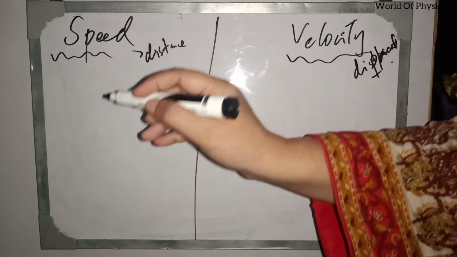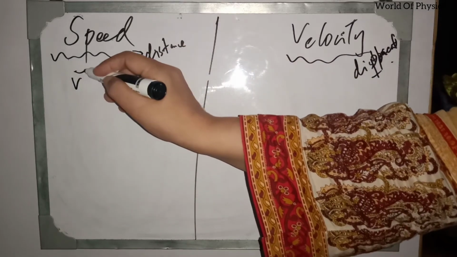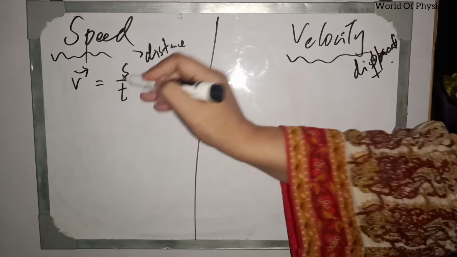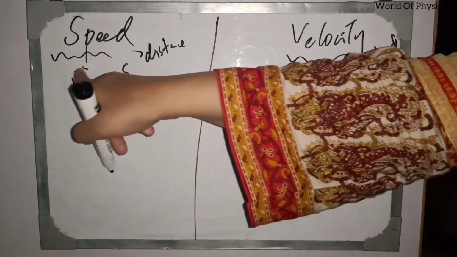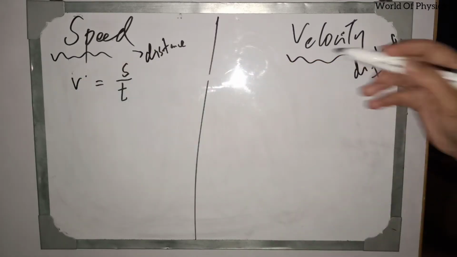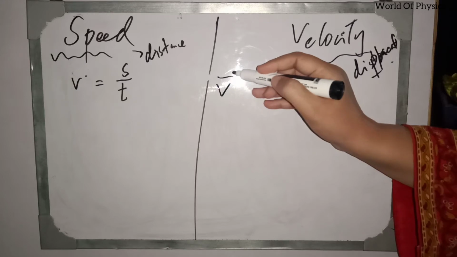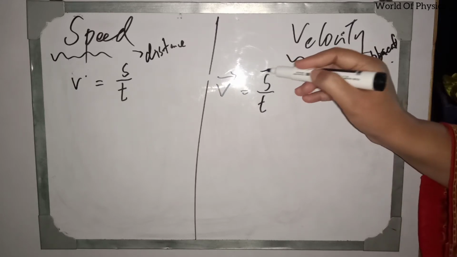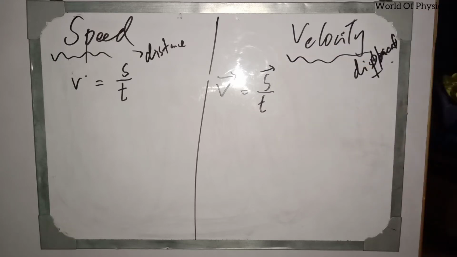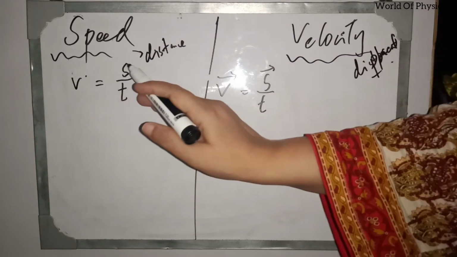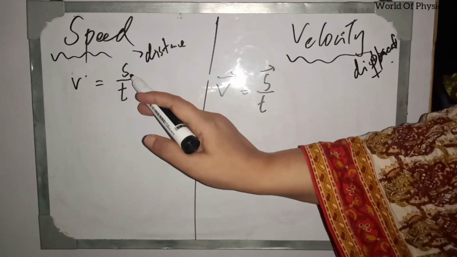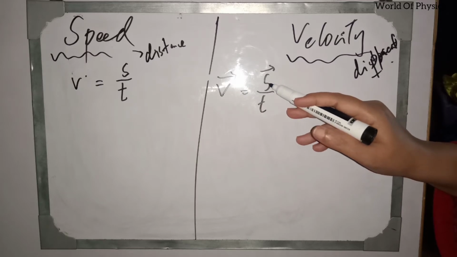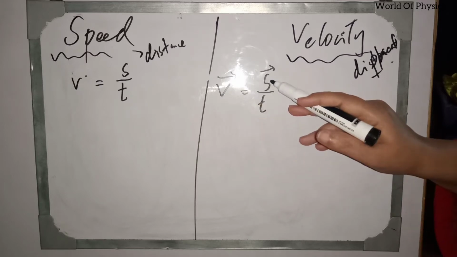Speed can be defined as rate of change of distance, that is s divided by t, and speed is denoted by v without an arrow. Velocity is defined as rate of change of displacement, v with an arrow and s with an arrow. Here v is showing speed, s is showing distance, so both have no arrow. Here v is showing velocity, s is showing displacement, and both have an arrow over them.